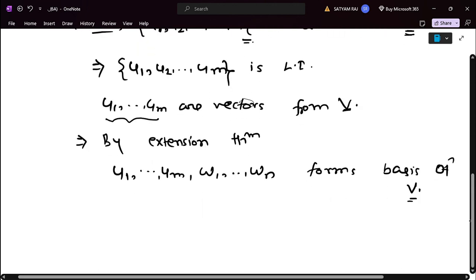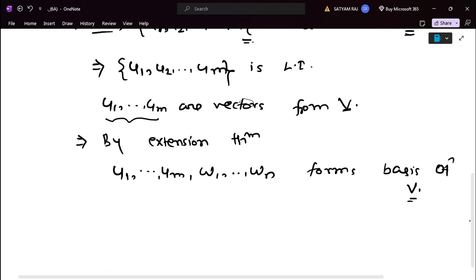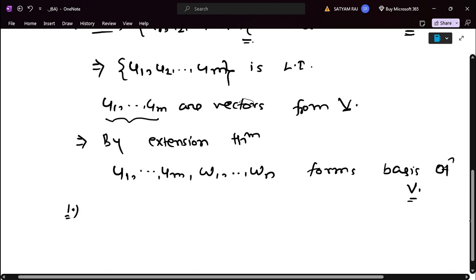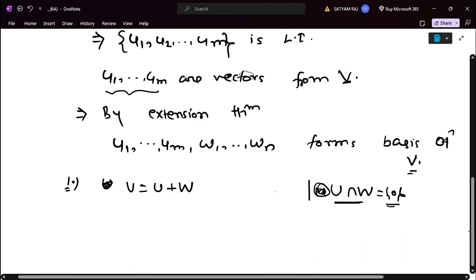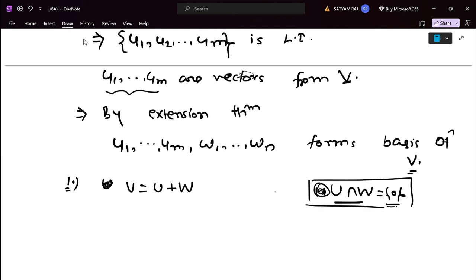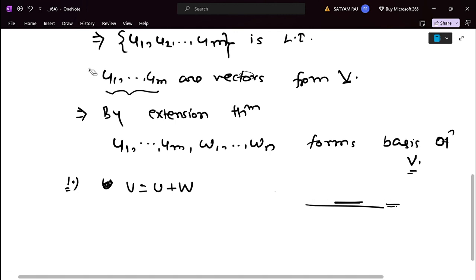Okay, so now first we will show that V equals U plus W. And secondly we need to show U intersection W equals only the 0 vector. So first we will show this one, and then after we will show U intersection W equals the 0 vector. So okay, I erase these terms.